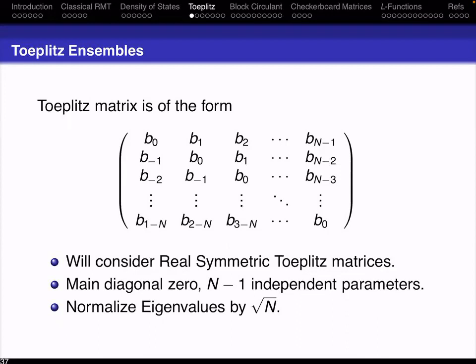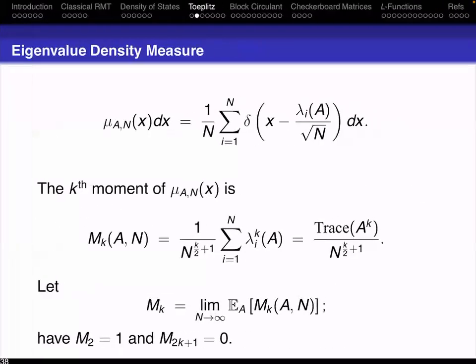And so, exactly as before, we form the spacing measure. So we put a mass of size 1 over n. Now we just normalize by square root of n rather than 2 square root of n. It's the root n that matters. The kth moment is just going to be the trace of A to the k. And then we want to calculate what is the limit as n goes to infinity of the average kth moment. The same calculation we did before shows that the second moment is 1, and it's not hard to show that all the odd moments are 0.